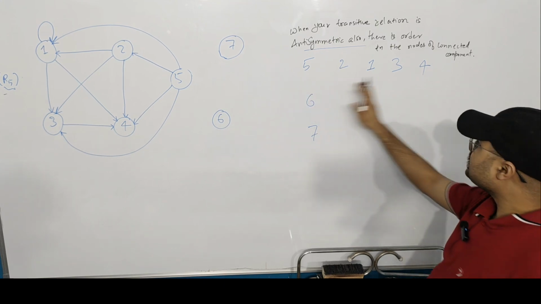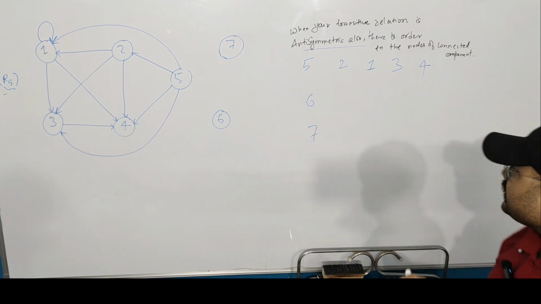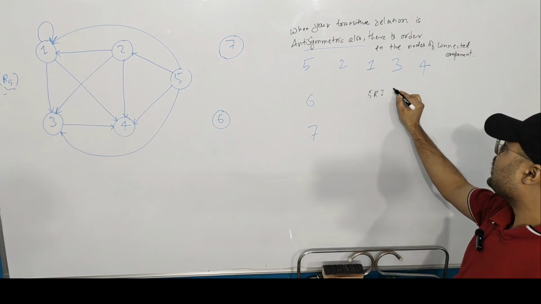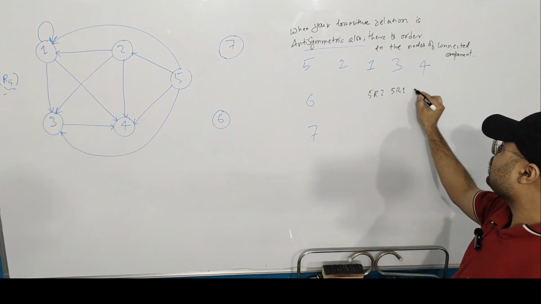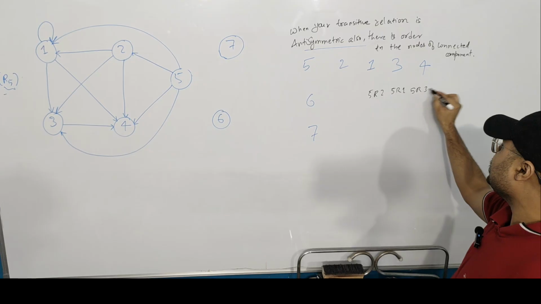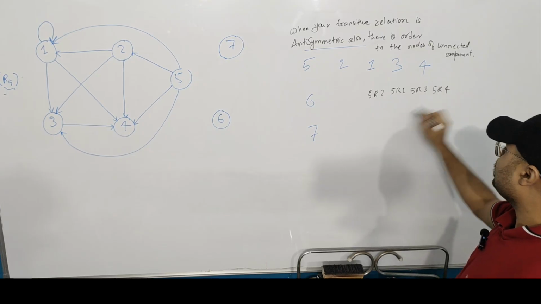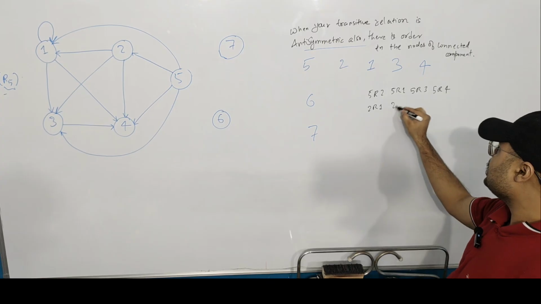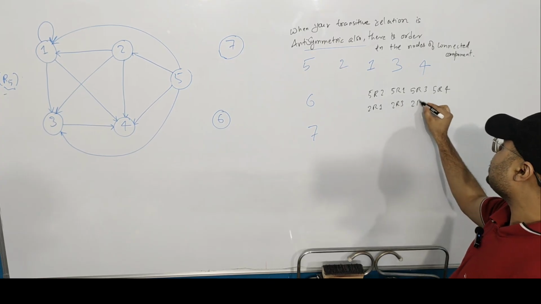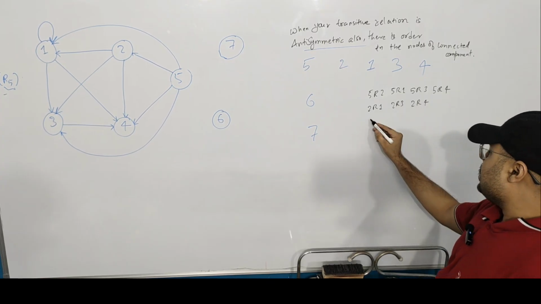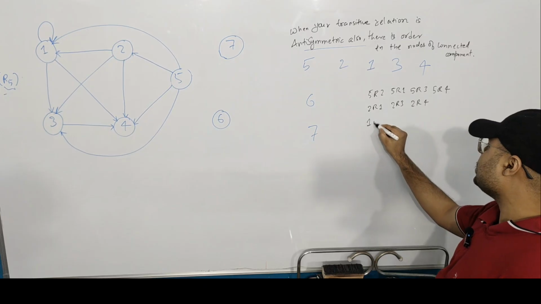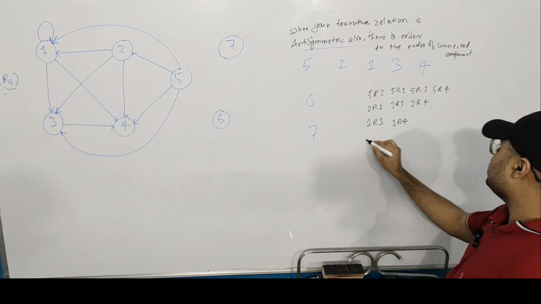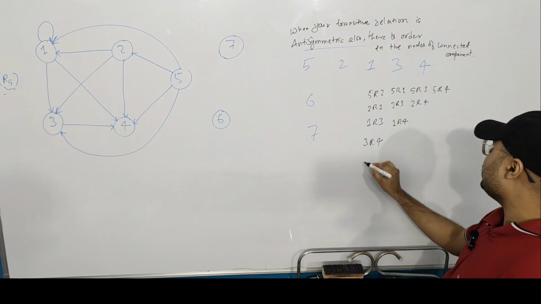So when you write like this, you know that 5 is related to 2, 5 is related to 1, 5 is related to 3, 5 is related to 4, 2 is related to 1, 2 is related to 3, 2 is related to 4, and then 1 is related to 3, 1 is related to 4, and then 3 is related to 4, and that's it.